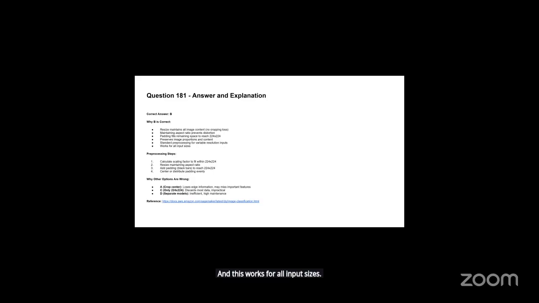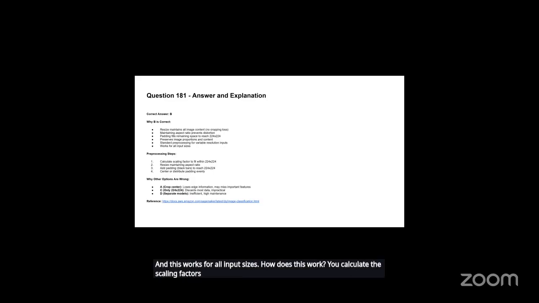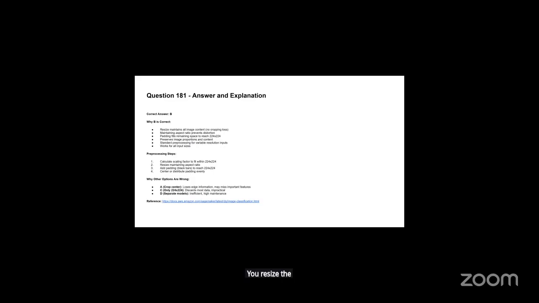How does this work? You calculate the scaling factors that fit within this. You resize to maintain the aspect ratio. You add padding with bars to reach that. You center or distribute the padding evenly.